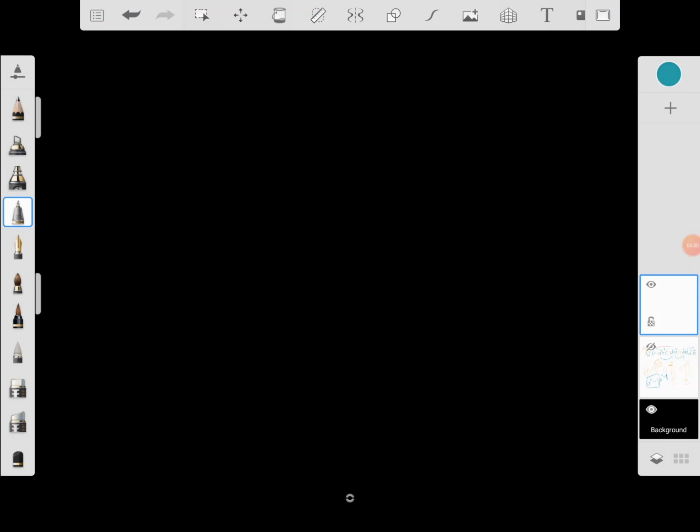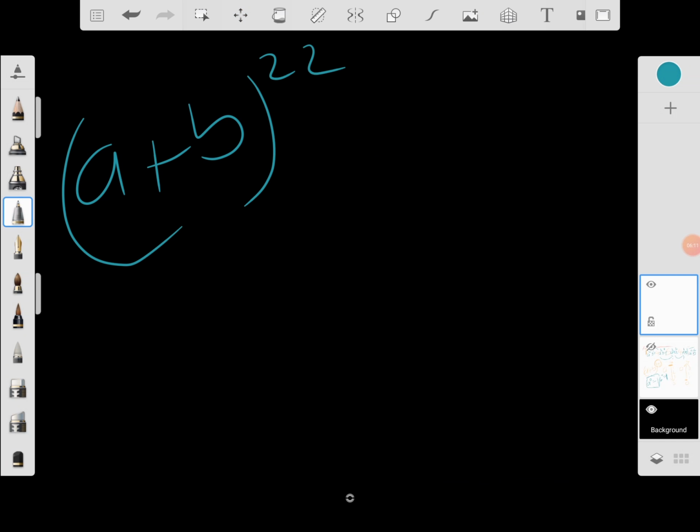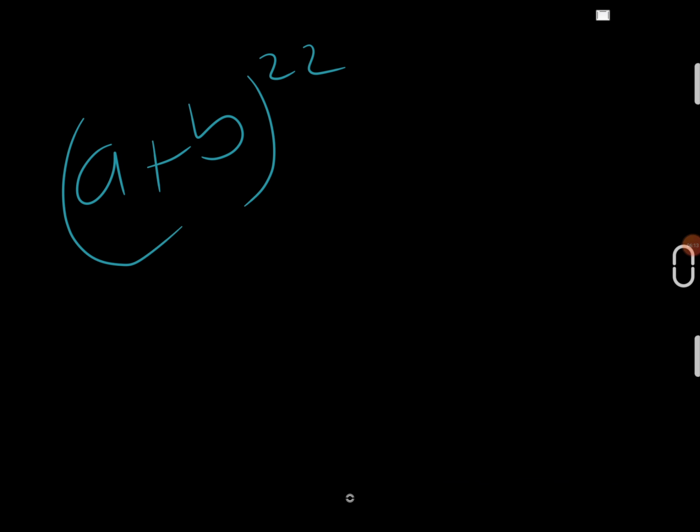The problem is, for example, suppose the question is to find a plus b to the power 22. How will you find it? You will have to draw Pascal's triangle: 1, 1 1, 1 2 1, 1 3 3 1, 1 4 6 4 1. You have to keep going like that till row 22 to find the values, and that is not an impossibility. It is of course possible, but it is not feasible. The meaning of feasible is it is not practical.